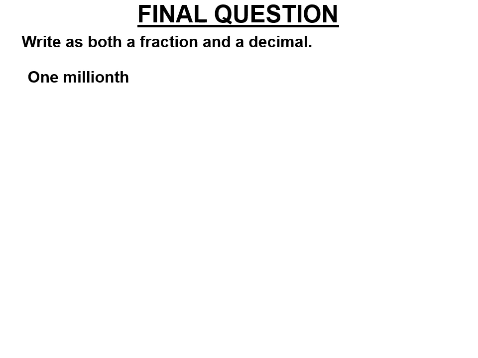So 1 millionth is 1 out of a million, and it is also 0.000001. Right? 5 zeros and a 1. 1 million. Good luck on the homework.